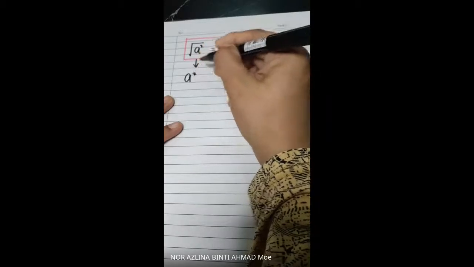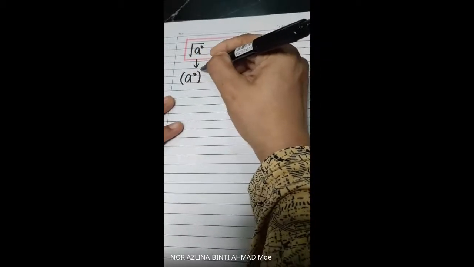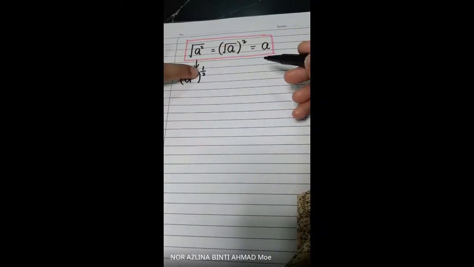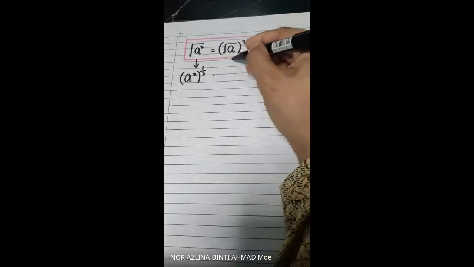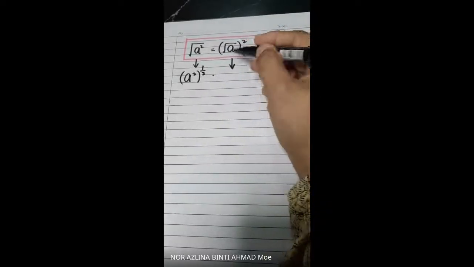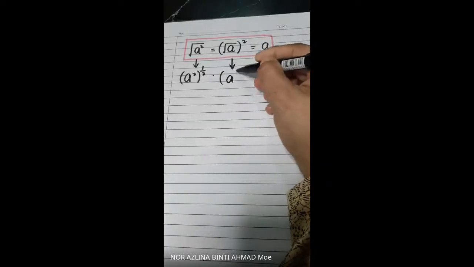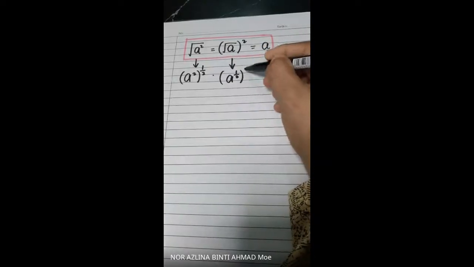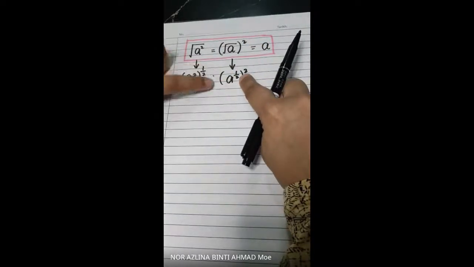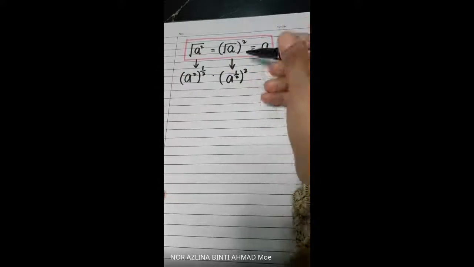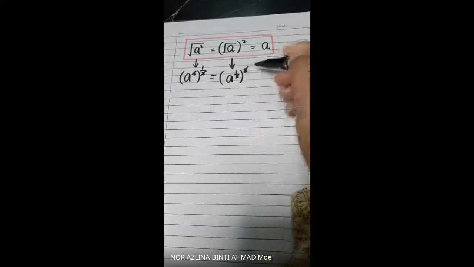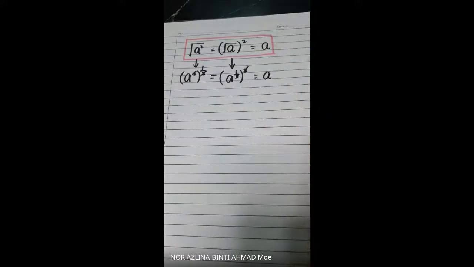Okay, the calculation. A power of 2. This is power of 1 over 2. Square root. So this is power of 1 over 2. The square root of A is A power of 1 over 2. Power of 2. Square root is 1 over 2. Power of 2. So we can cancel. We can cancel. So it becomes A only.